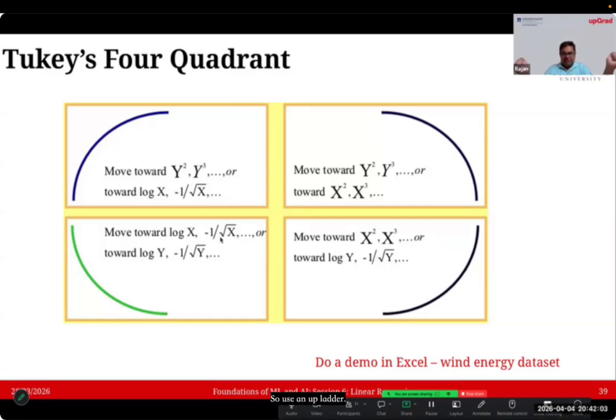So use an up ladder whenever the quadrant is such that the values are positive. Do a down ladder if the values are negative. So now, in the second quadrant and the third quadrant, we will use what is called a down ladder on x. In the first quadrant and the fourth quadrant, we will use an up ladder on x. In the first and second quadrant, we will use an up ladder on y. In the third and fourth quadrant, we will use a down ladder on y.